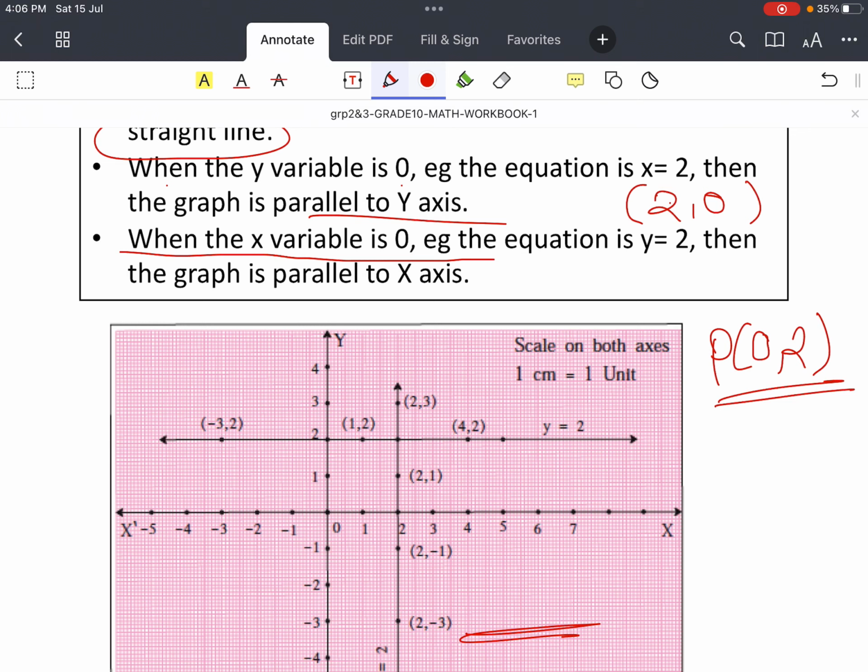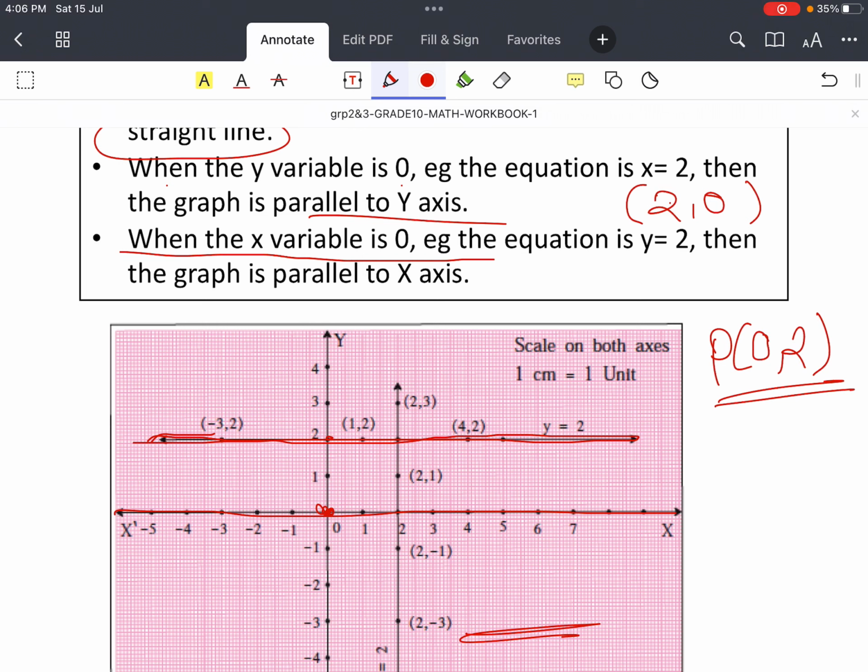x is equal to 0 means your point is here, y is equal to 2 means your point is here. So for this case we have to draw this type of line. The graph of this is a horizontal line which is parallel to the x axis. Clear है?